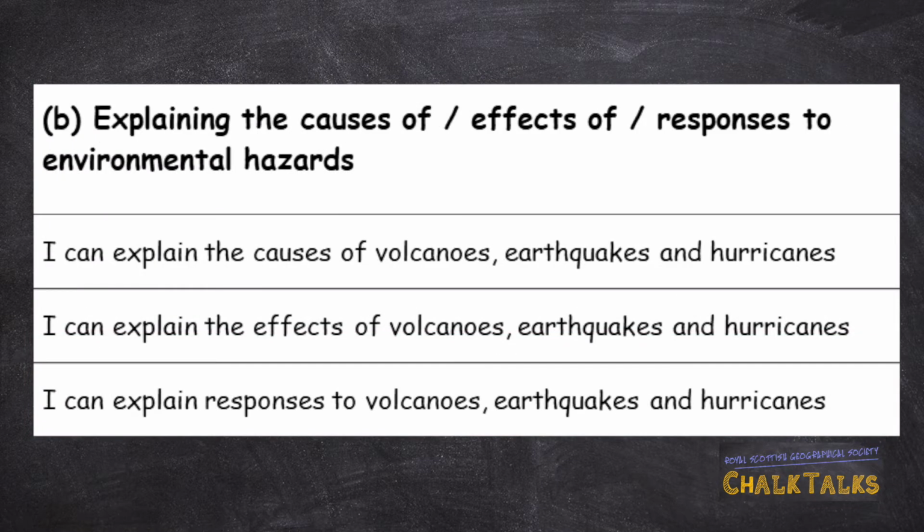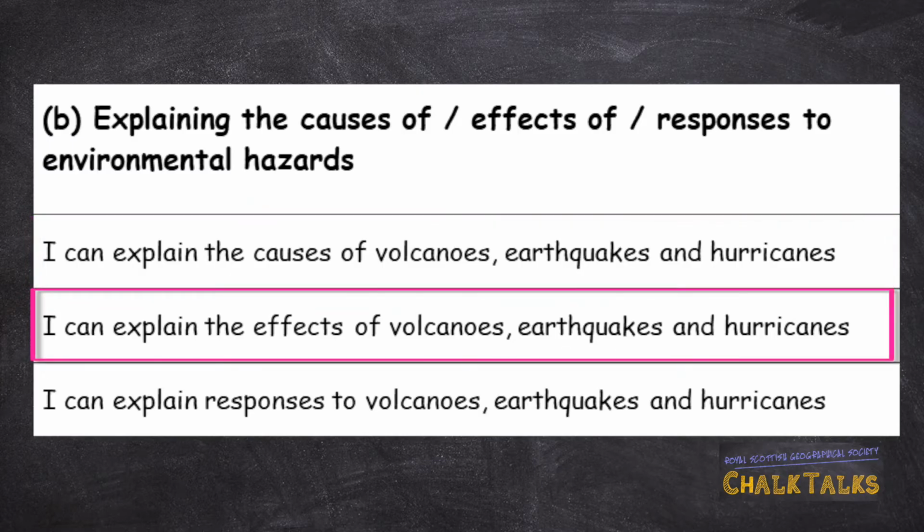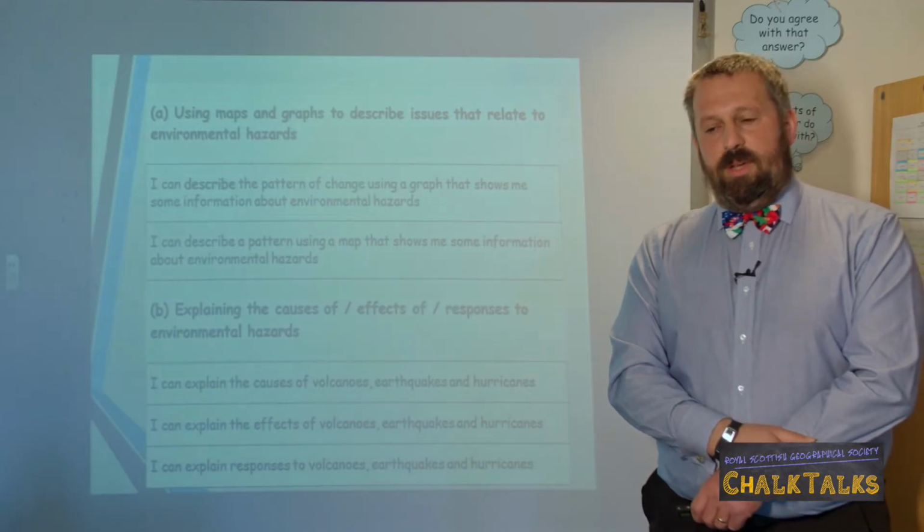For Part B, you will need to be able to explain the causes of volcanoes, earthquakes, and hurricanes. You'll need to be able to explain the effects of volcanoes and earthquakes and hurricanes. And you will need to be able to explain how people have attempted to reduce the damage caused by volcanoes and earthquakes and hurricanes. So let's have a look at some Part A questions.